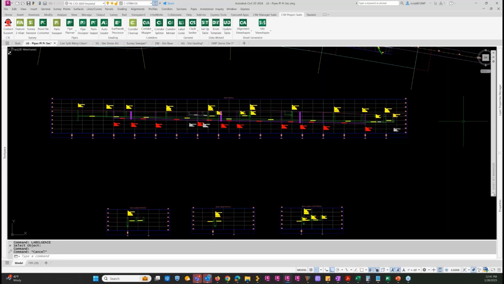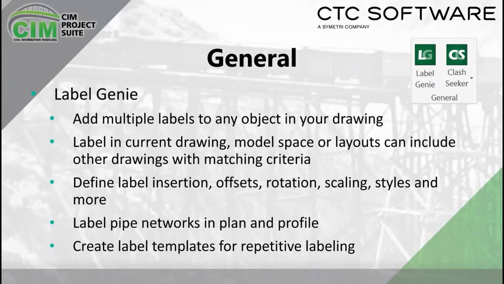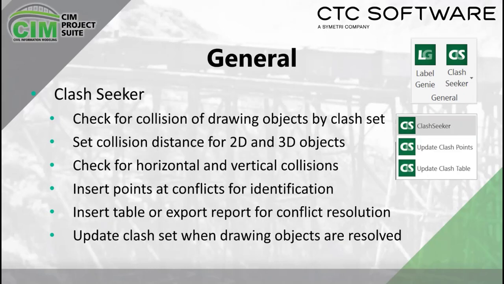I've got a few more I've got to get to here. So Clash Seeker, also part of our General tab. What this does is it looks for collisions or conflicts between drawing objects set by you. We can do it looking in 2D or 3D. It will find horizontal and vertical collisions. If it's a solid, it will find that's 3D around there. We can add points when we find a conflict.